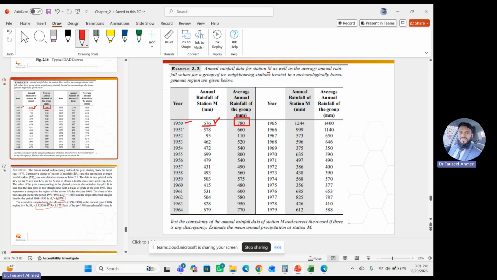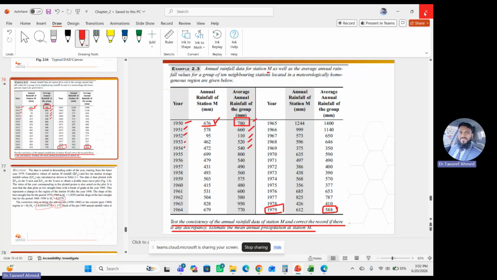Similarly, for 1951, 52, 53 up to 1979, the rainfall is given for station M and the annual average rainfall of the surrounding 10 stations is given. So here 90, 70, 786, 10, 110, 520, likewise up to 588. And the question is: test the consistency of the annual rainfall of station M and correct the record. If there is any discrepancy, estimate the mean annual precipitation of station M.